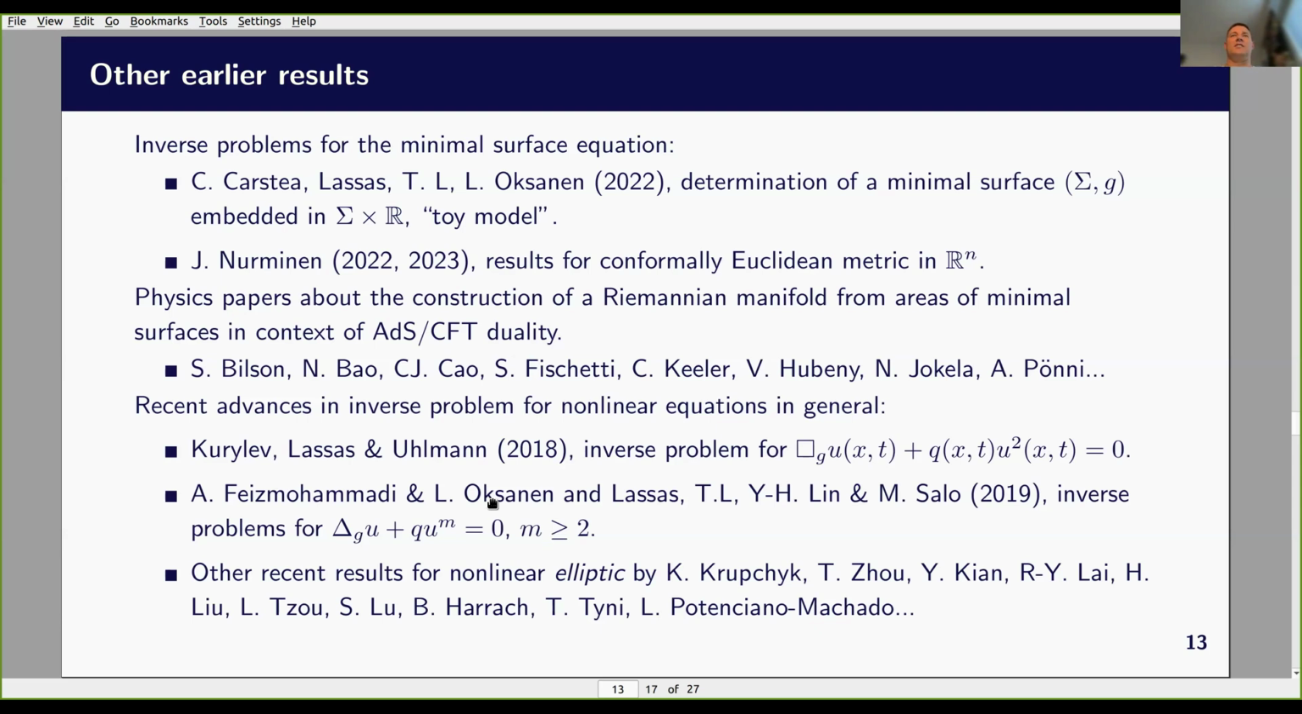After these results, there are a lot of papers regarding the elliptic case, when the principal part is something like the Laplacian. There are results by Katya, our host, Ting Zhou, Yavar Kian, Ru-Yu Lai, Hongyu Liu, Leo, Xiao Lu, Bastian Harrach, Teemu Tyni, and later Pedro Machado, and many others. So if you want your name in this list, please contact me after the talk.